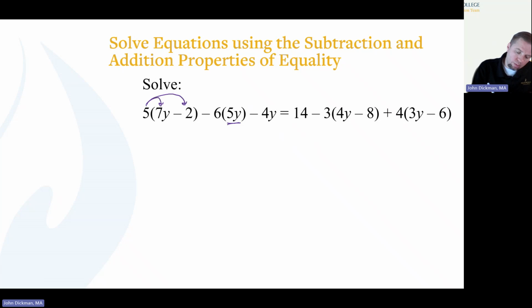But we also want to distribute the negative 3 into here. And we want to distribute the positive 4 into here. So that's my first step. That's all I'm going to do in this step. 35y minus 10. And then I'm going to leave everything else alone.